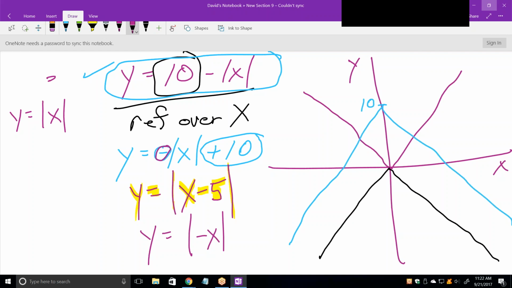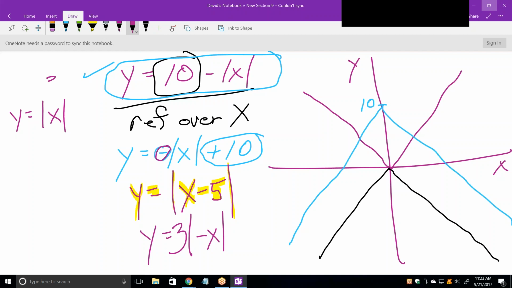Remember, everything that's horizontal is inside the function. Everything that's vertical is outside the function. If I stick a 3 right there, that's outside the function. That's a vertical stretch, which makes the function skinnier.